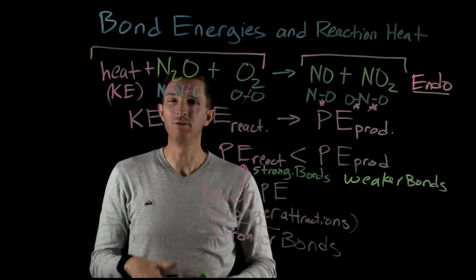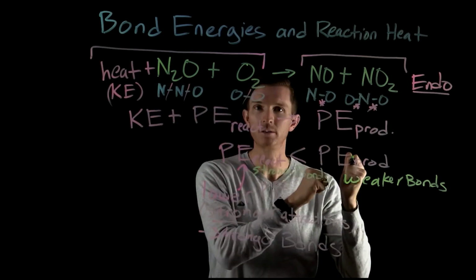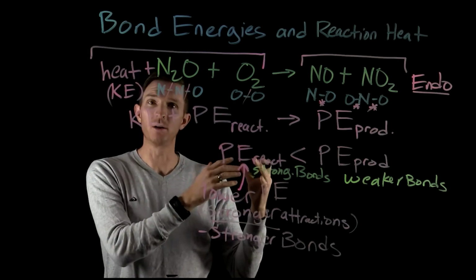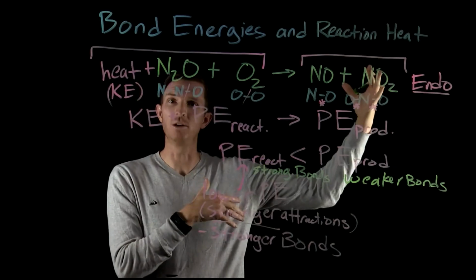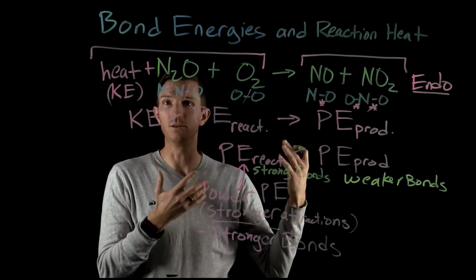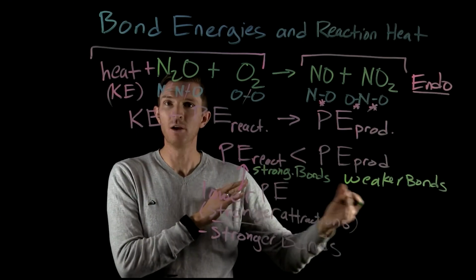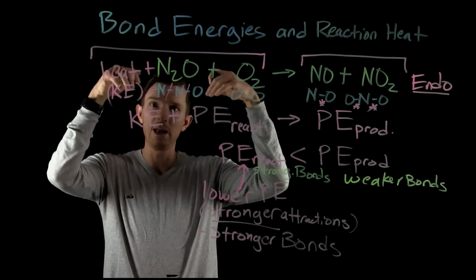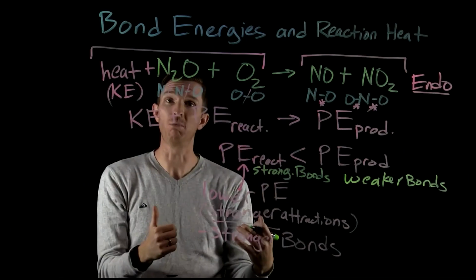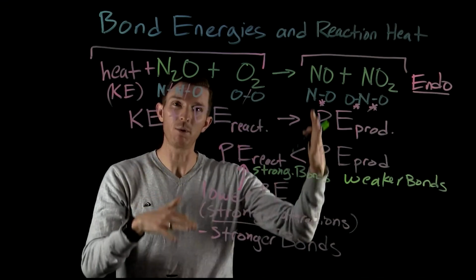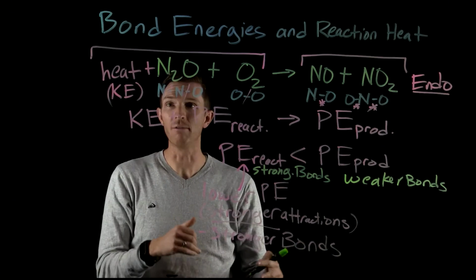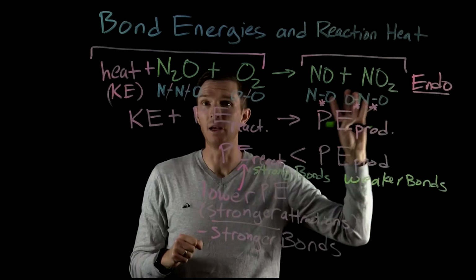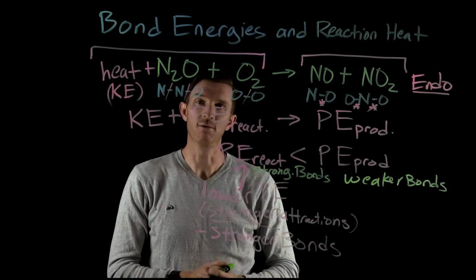The opposite is true. If we start with weak bonds and end up with strong bonds, those strong bonds have a lower potential energy, and as we form those stronger bonds, it's going to release energy in the form of heat. It's going to be an exothermic process. So hopefully now we see the connection between what we observe, endothermic or exothermic, and bond strength. That difference in bond strength is what causes an absorption of kinetic energy in the form of heat, or if it's exothermic, a release of kinetic energy in the form of heat.